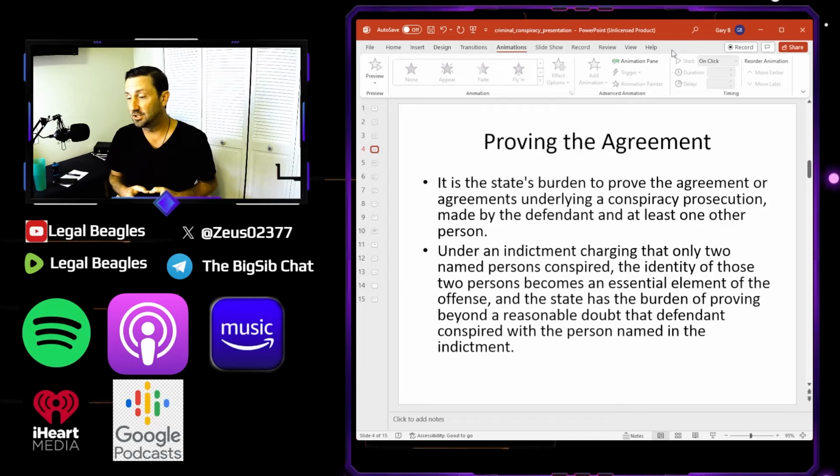Under an indictment charging that only 2 named persons conspired, the identity of those 2 persons becomes an essential element of the offense. And the state has the burden of proving beyond a reasonable doubt that the defendant conspired with the person named in the indictment. Now, I realize this is talking about the state's prosecution proving a conspiracy, but these are the same elements whether you're bringing the cause of action in a civil case or they're doing it in a criminal case. So all of these things have to be met. You need all the facts to support this to be able to put this cause of action in your complaint.